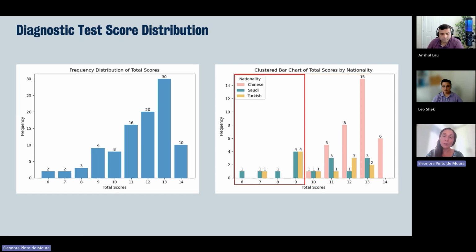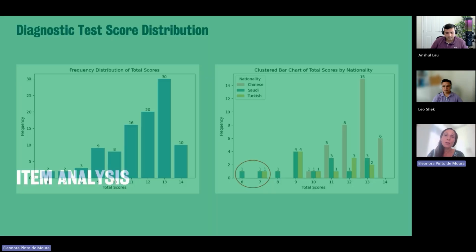On the other hand, we noticed that 75% of the students who scored less than 10 were Saudi and Turkish students, and 3 out of our 4 outliers also belonged to this group. So the test results suggest that background factors such as nationality may have influenced how our students performed on the test. Next, we broke the test down into individual questions to see where our students were struggling, and also to review the content and the quality of the test.